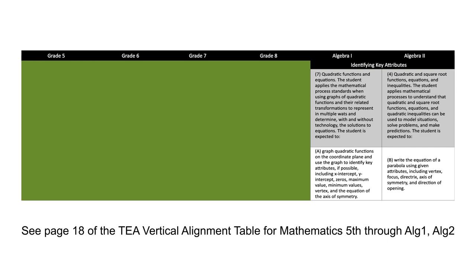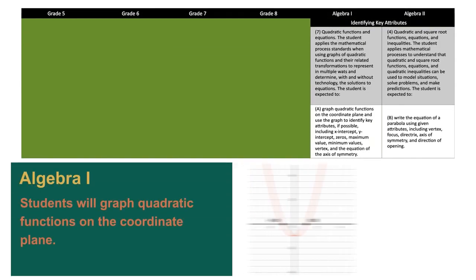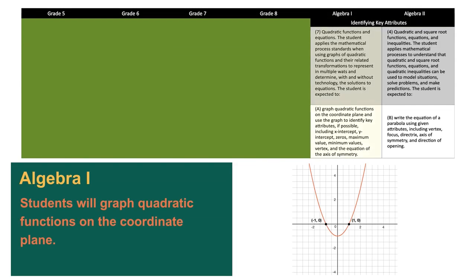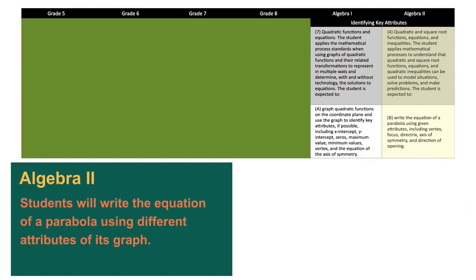Let's take a look at the vertical alignment for identifying key attributes for quadratic functions in 7a to understand better what students will master in this unit and beyond. In Algebra 1, students will graph quadratic functions on the coordinate plane. They will then use the graph to identify key attributes such as x and y intercepts and zeros. In Algebra 2, similar to A6b previously, this is the basis for writing the equation of a parabola.